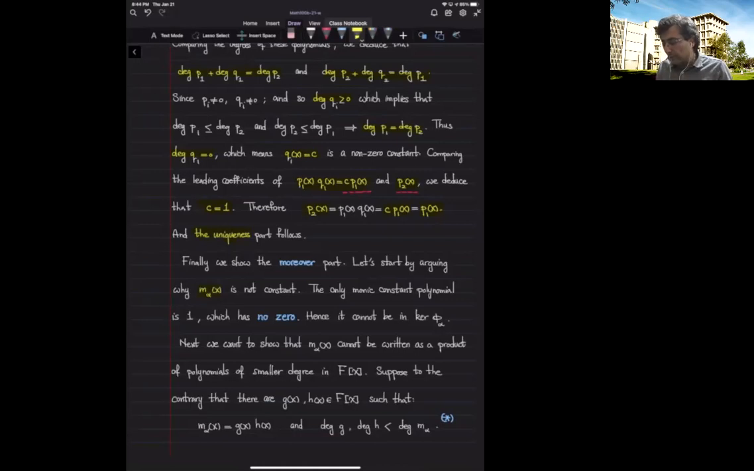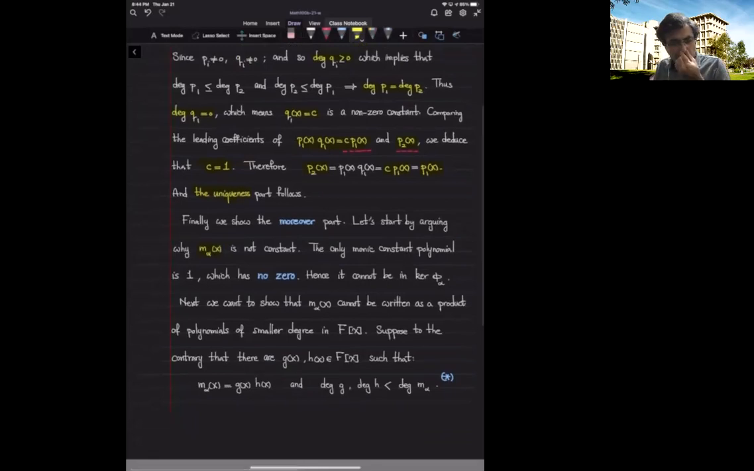Okay, so now what? Why can't I write it as a product of two polynomials in F[x] that have a smaller degree? Suppose to the contrary that I can actually do it. So this means I can write down the minimal polynomial m_alpha as a product of g and h, where the degrees of both of these polynomials are strictly less than the degree of the minimal polynomial, and both of them belong to F[x]. So this is the contrary assumption.